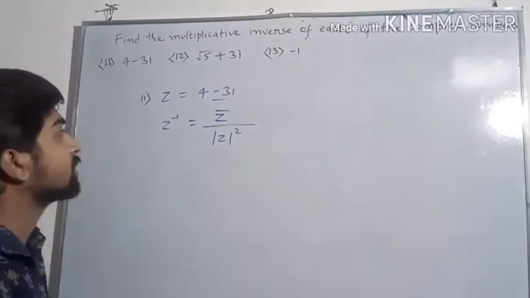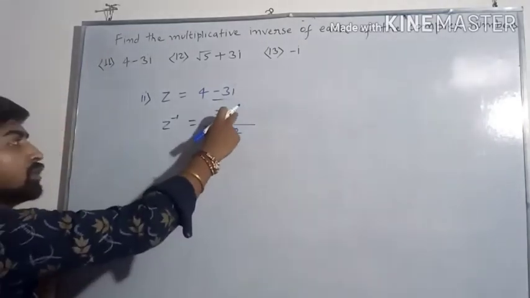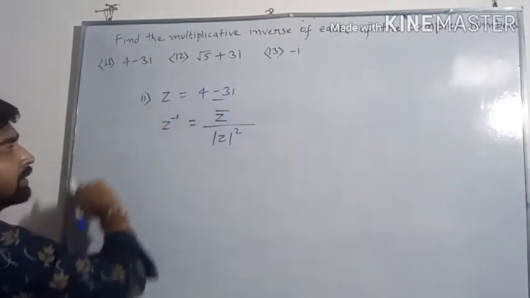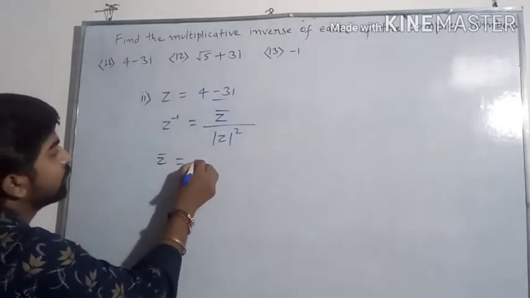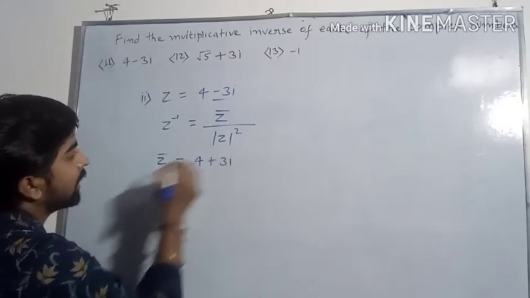Now let us first of all find the conjugate of complex number z. The conjugate of complex number z equals 4 plus 3i.